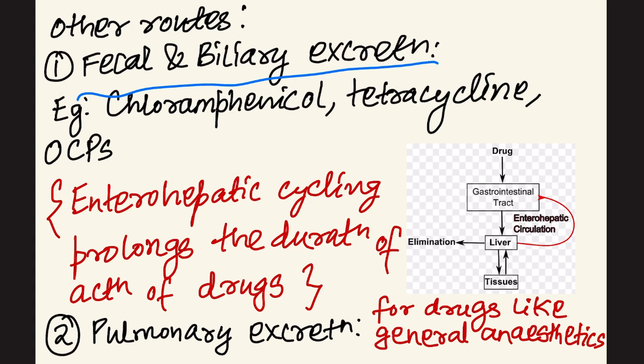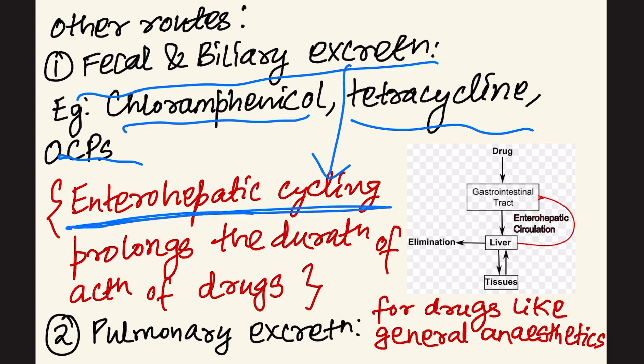The drugs which are excreted by this route include chloramphenicol, tetracycline, and oral contraceptive pills. By the fecal route I mean the drugs which are given orally and are not absorbed properly from the intestine, they will be excreted by the fecal route. And biliary excretion means the drugs which are being excreted in the bile. For this biliary excretion, one important term which will come into play is enterohepatic cycling.